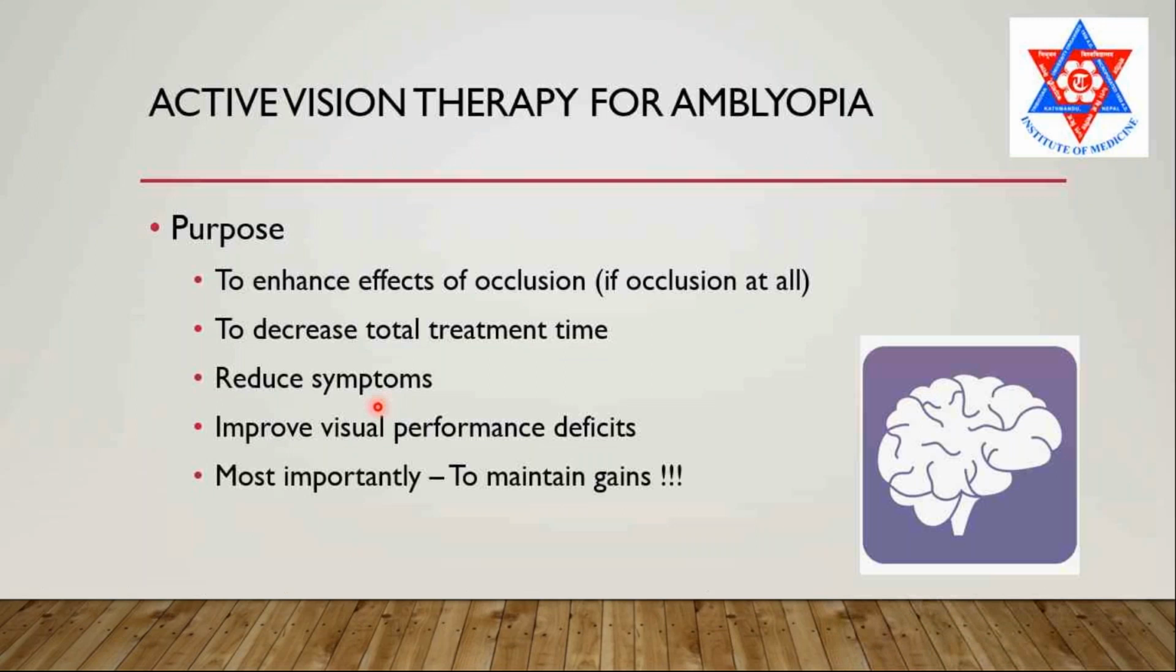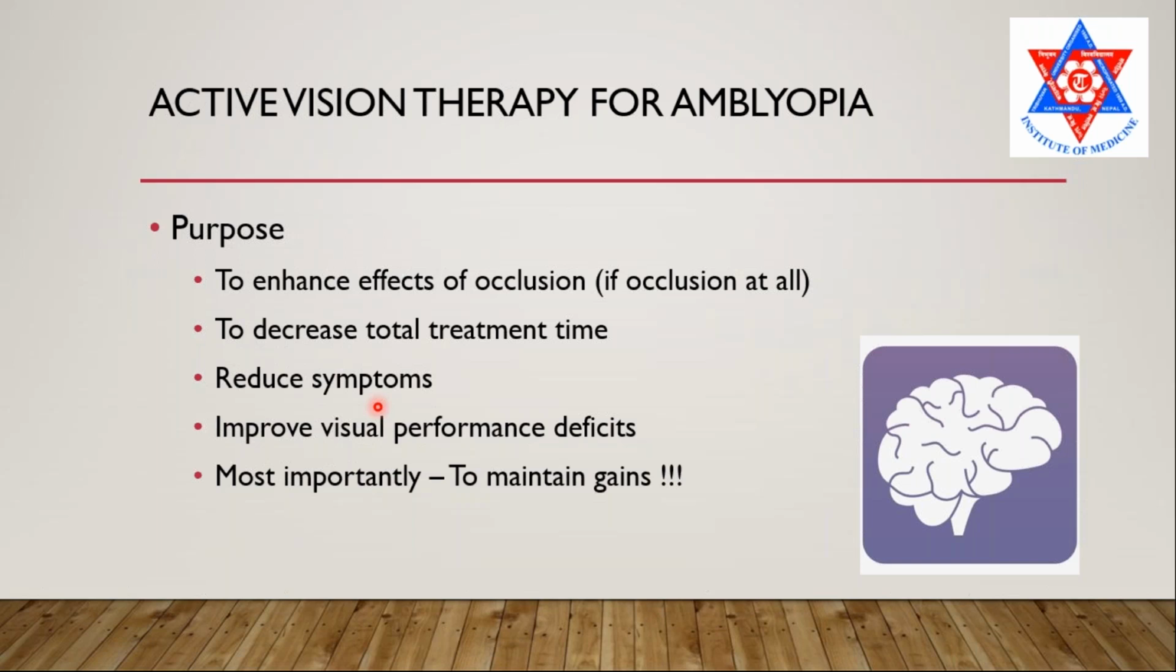So what is the purpose of active vision therapy for amblyopia? I have listed some of the purposes. The first one is to enhance the effects of occlusion. If we undergo part-time occlusion with the patients, the purpose of active vision therapy will be to enhance the effects of occlusion. The next purpose is to decrease the total treatment time. And the next one is to reduce symptoms and improve visual performance deficits.